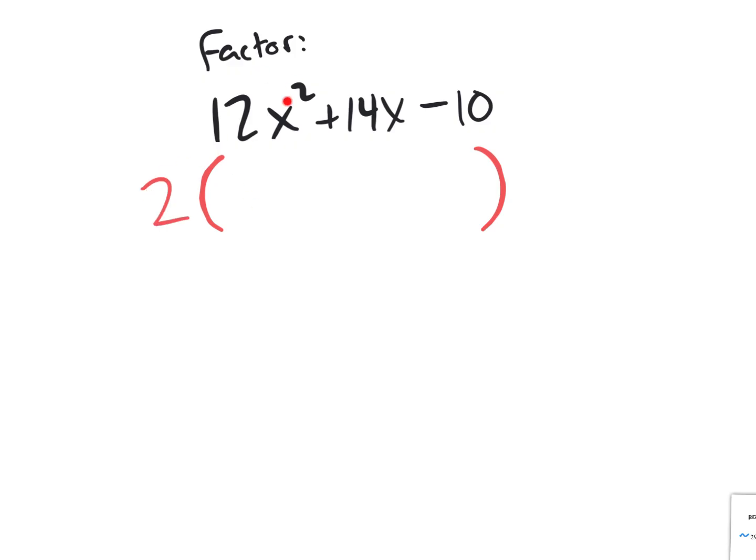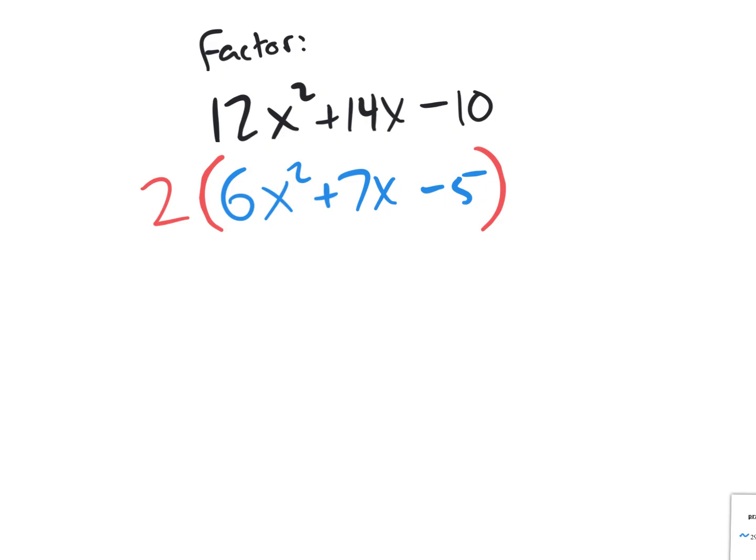Now, what would be left on the inside? Well, 2 times what gets you back to a 12x squared? That'd be a 6x squared. And then 2 times what gets you back to there? 7x. And then 2 times what gets you back to there? -5. So we pulled out the GCF of 2. If you look at the inside, it is a quadratic trinomial.